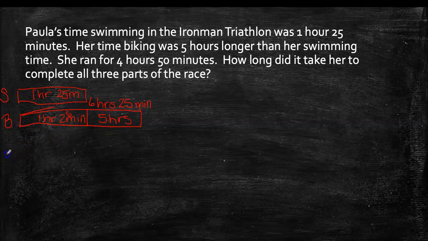She ran, so now let's get her running time down, for 4 hours, so it's going to be longer than swimming but shorter than biking. 4 hours, 50 minutes. How long did it take her to complete all 3 parts of the race? So I want to know how long it took for all 3 parts. Do I have all the information that I need? I have a swimming time, I have a bike time, and I have a running time. So I absolutely do. So I have 1 hour, 25 minutes.